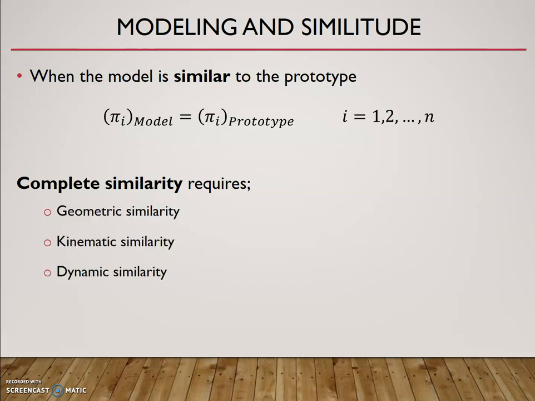But generally we consider complete similarity to be achieved when three similarities are fulfilled. That is, geometric similarity, kinematic similarity and dynamic similarity have to be achieved to say that the prototype is similar to the model. So let us consider them one by one to have a better understanding.